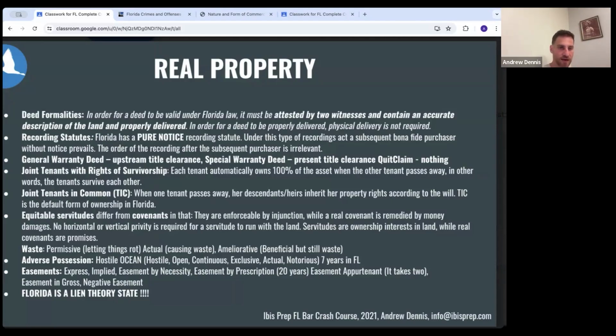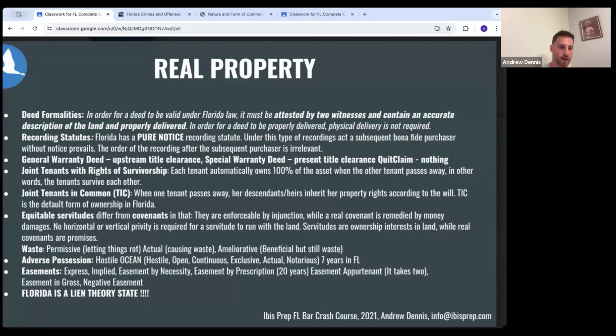Waste, so they test this a lot. Permissive waste, just letting things rot. Actual waste is like punching a hole in the wall. And then ameliorative waste is beneficial but still waste. This will apply to life estates and will apply to tenancies, like a landlord-tenant situation. Be prepared for the landlord-tenant essay where you have to write about the duties of habitability and quiet enjoyment, and then to pay rent and to maintain the premises and things like that. When you get that landlord-tenant essay, just put yourself back in a year ago when you had a dispute with your landlord, and just write it out from that perspective.